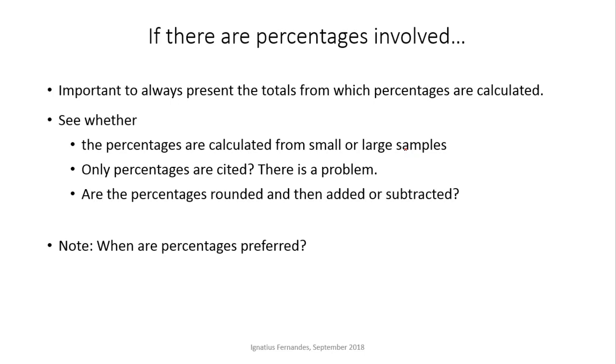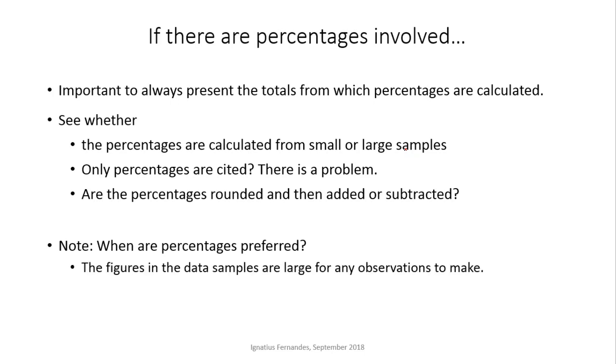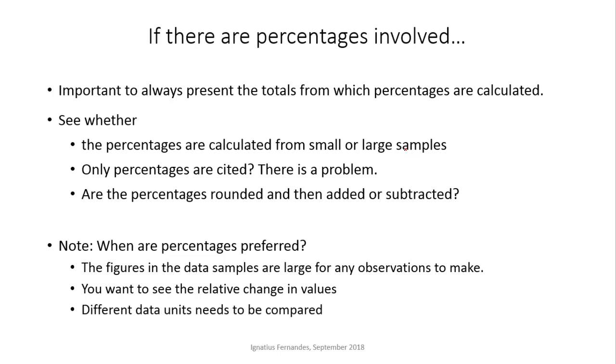Now, we prefer percentages when the figures in the data sample are very large for any observations to be made. Let's say for example, if you are looking at GDP values or foreign exchange or foreign reserves, then these values are going to be very large, in terms of billions and trillions, and difficult to compare. So it is best to find the percentages and then look at whatever information you are trying to look at. In case you want to look at the relative changes in the values, then also we prefer percentages.